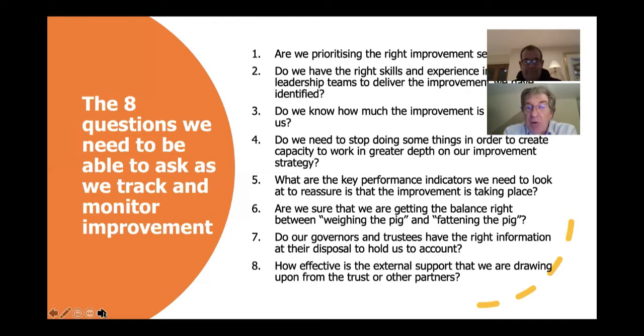Do the people who are functioning in the governance space to whom you report have the right information to hold you to account? Do you give them data? Do you give them metrics so they can understand what it is you're trying to achieve? And if you're in a position where you're drawing down external support or support from your trust or from a teaching school alliance, how effective is it? And don't be afraid to say it's not, because actually that's a resource that you need to be really, really successful for you. And therefore you need to be absolutely sure it's doing the job that you wanted it to do.